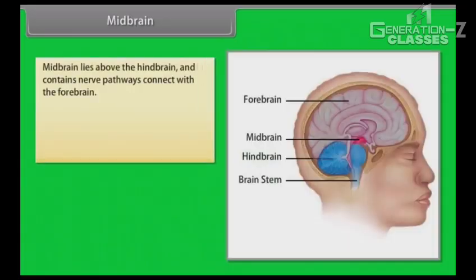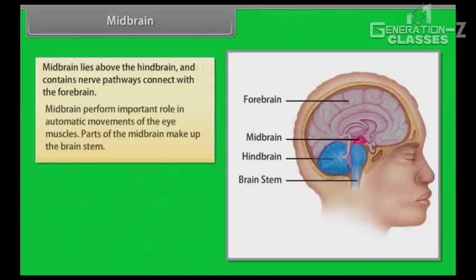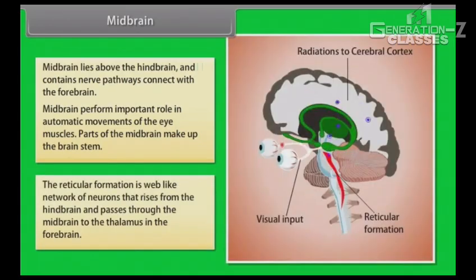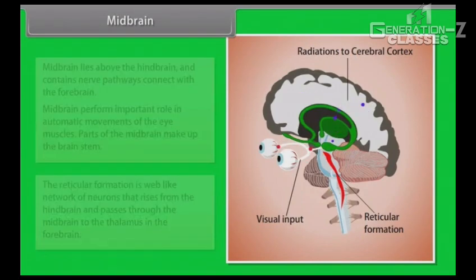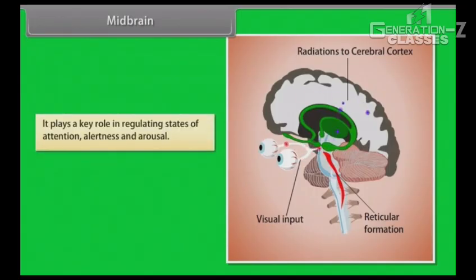Midbrain. Midbrain lies above the hindbrain and contains nerve pathways connected with the forebrain. The midbrain performs an important role in automatic movements of the eye muscles. Parts of the midbrain make up the brainstem. The reticular formation is a web-like network of neurons that rises from the hindbrain and passes through the midbrain to the thalamus in the forebrain. It plays a key role in regulating states of attention, alertness and arousal.